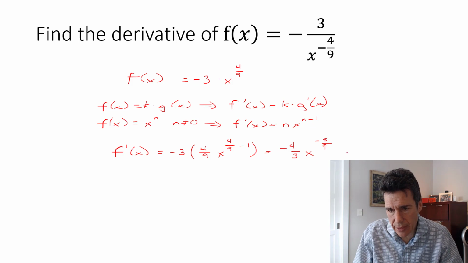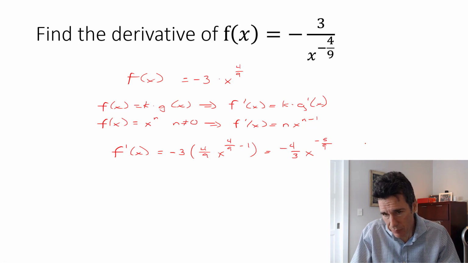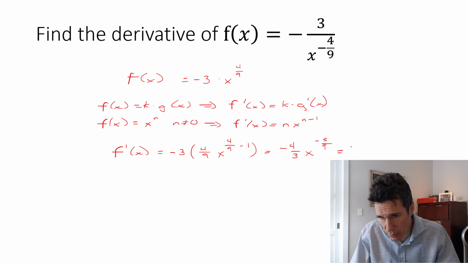So that we're done. If we didn't want the negative exponent, not sure why, but if we didn't, we could rewrite this as negative 4/3, 1 over x to the 5/9.